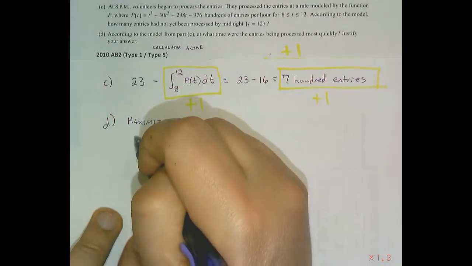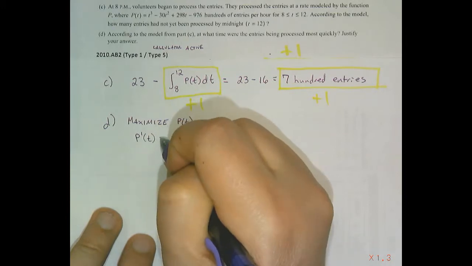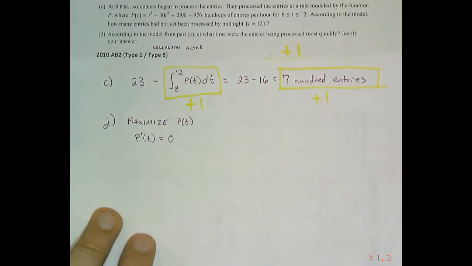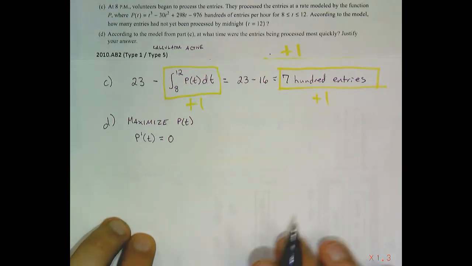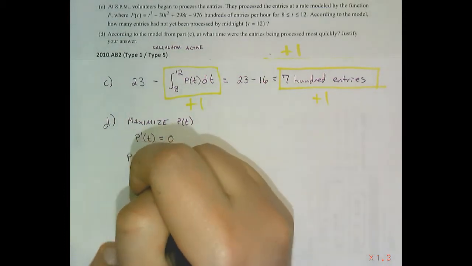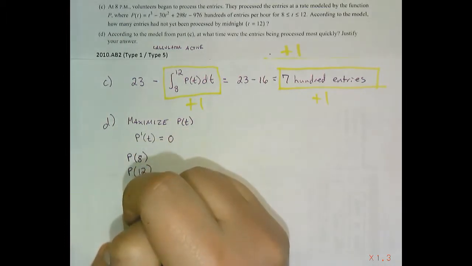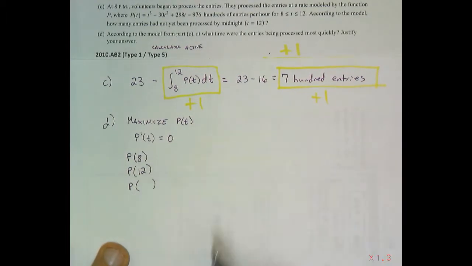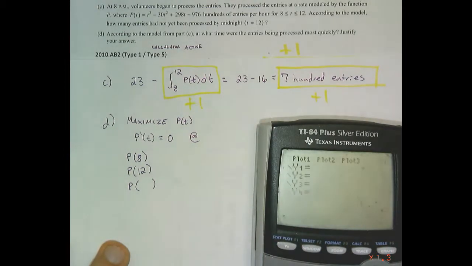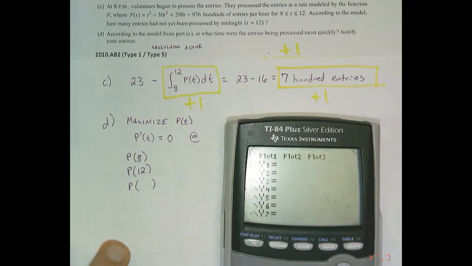So step one, we need to find the critical values, the times where P prime of t is equal to 0. There's our critical values, and our goal is going to be to evaluate P at our endpoints and P at any of our critical values that we find. So let's turn to our calculator to find where these critical values are. I'm going to put P of t into y1, x cubed minus 30x squared plus 298x minus 976.